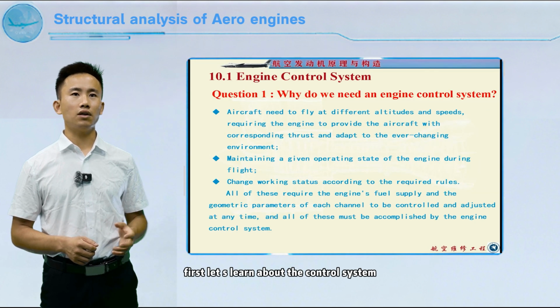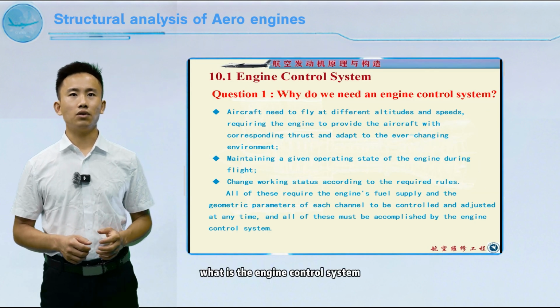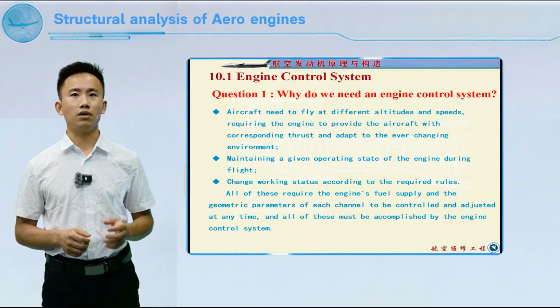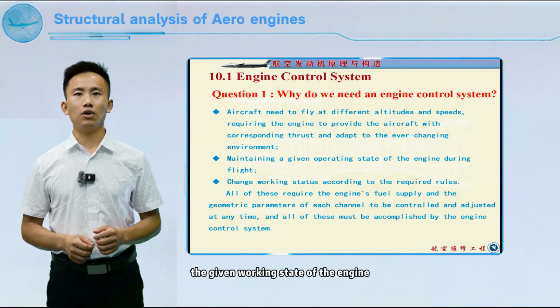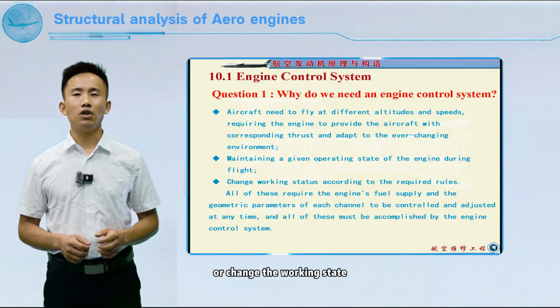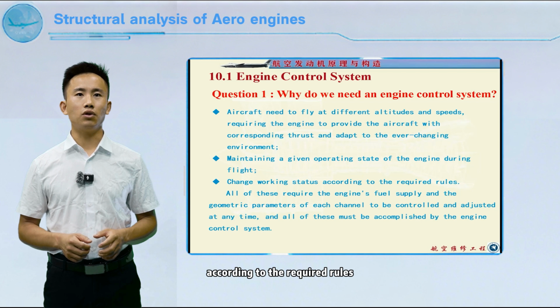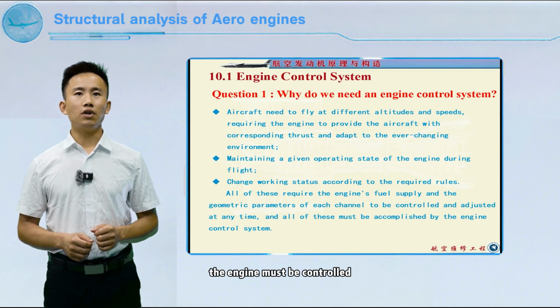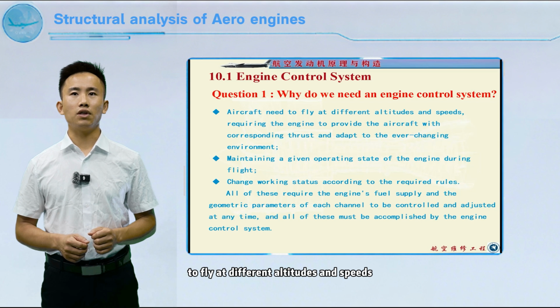First, let us learn about the control system. What is the engine control system? In order to maintain the given working state of the engine, or change the working state according to the required rules, the engine must be controlled in order for the aircraft to fly at different altitudes and speeds.